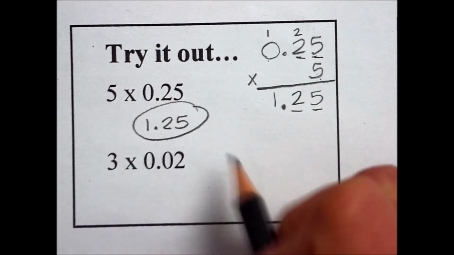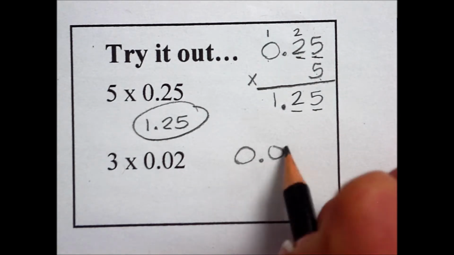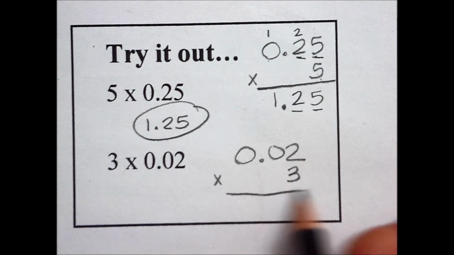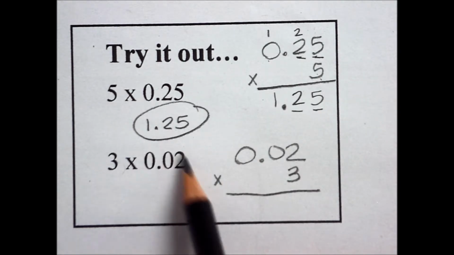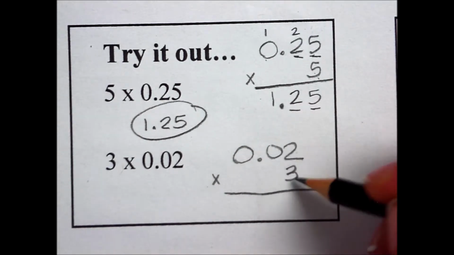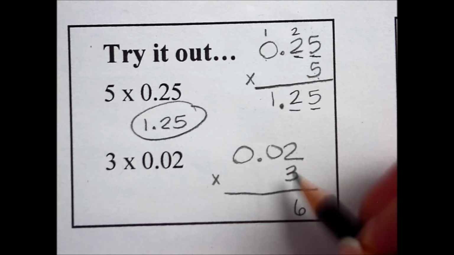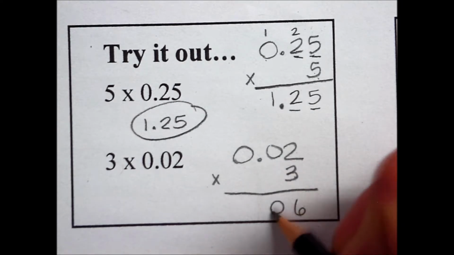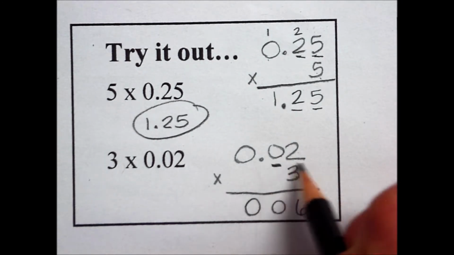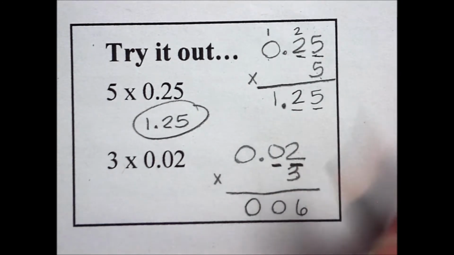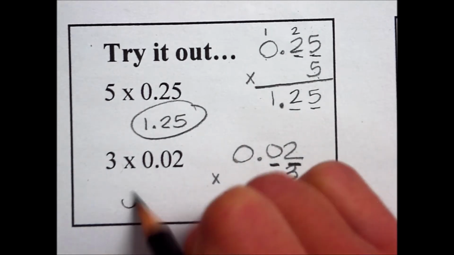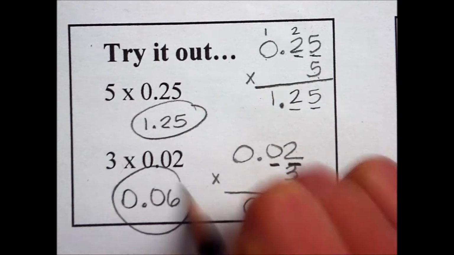Let's try one more. This time we have 2 hundredths times 3. And once again, I went ahead and put this number on the top because it has more. So I'm ready to multiply. 2 times 3 is 6. 3 times 0 is 0. 3 times 0 is 0. Now I'm ready to place my decimal. I notice there are 2 decimal places, so 2 decimal places in my answer. And 6 hundredths is my final answer.